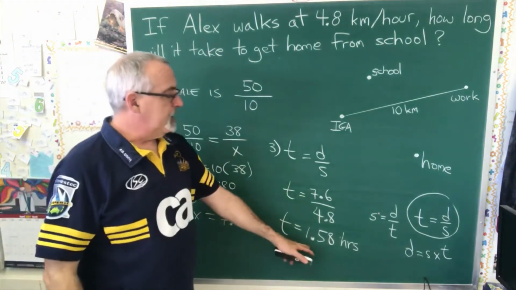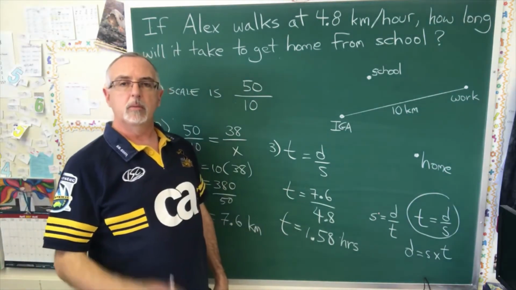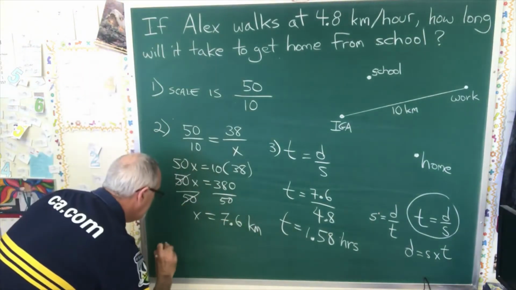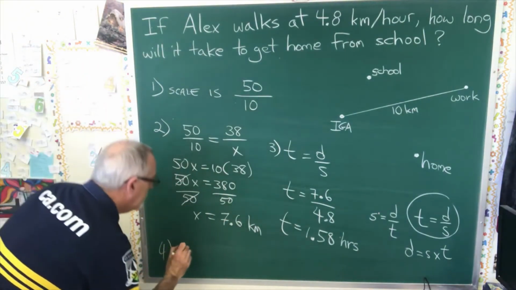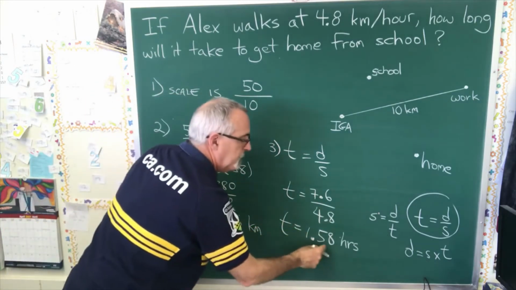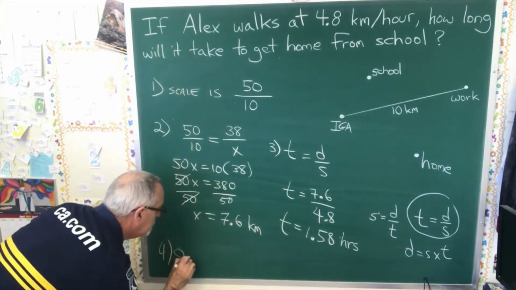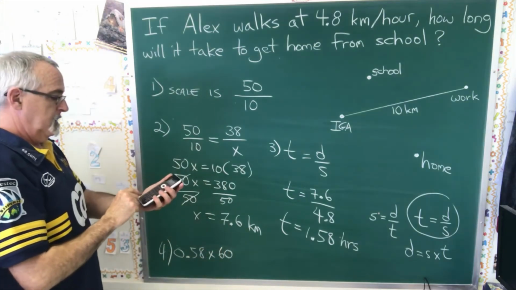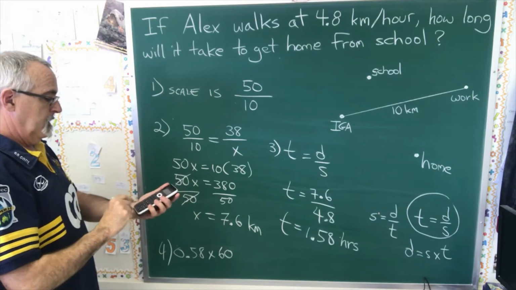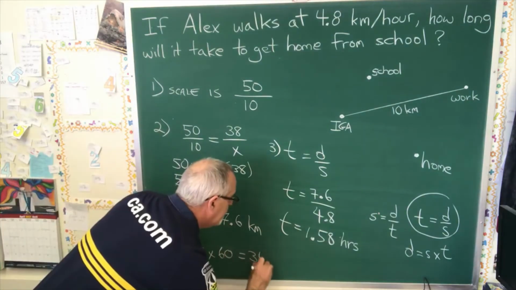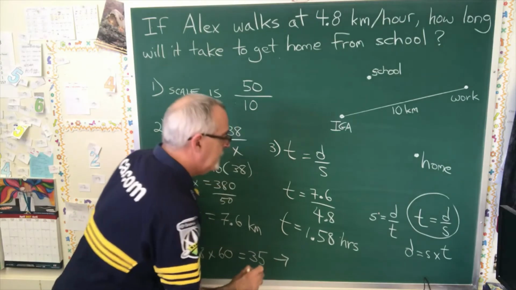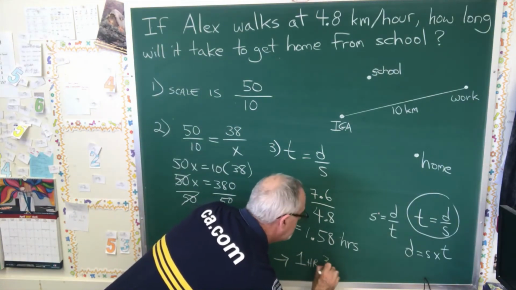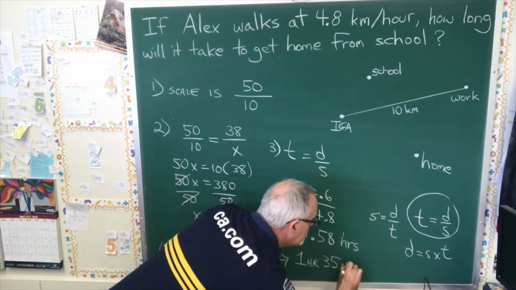I'm almost finished because I don't want to say 1.58 hours. I want to give the time in hours and minutes because that's what we're more used to doing. I take the decimal part, the 0.58, I multiply that by 60, and I'm getting 35. That means my final answer is 1 hour and 35 minutes.